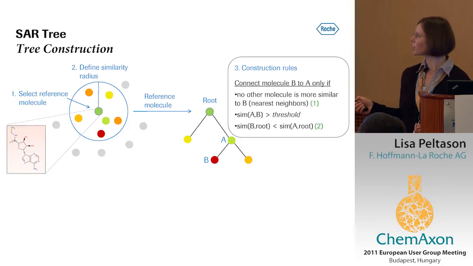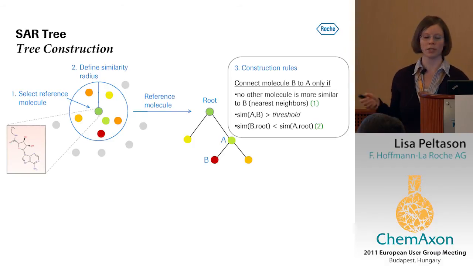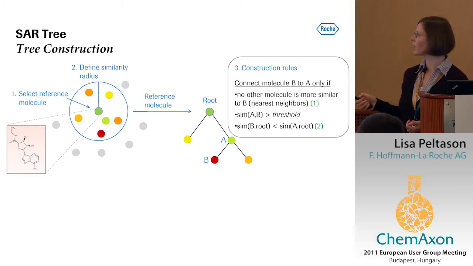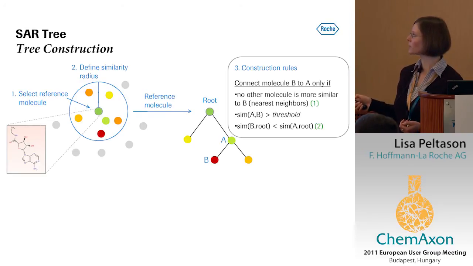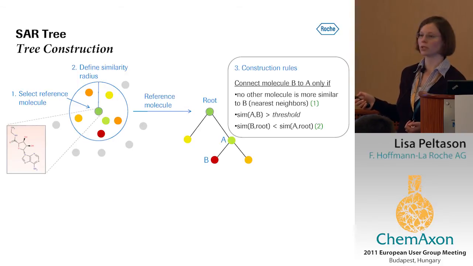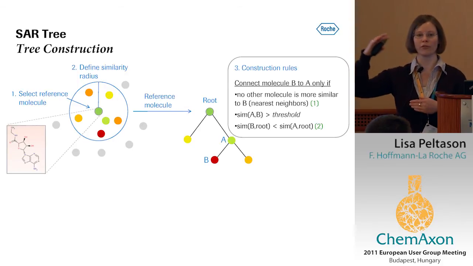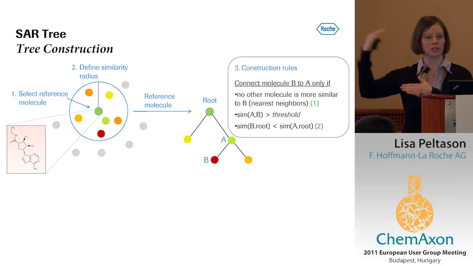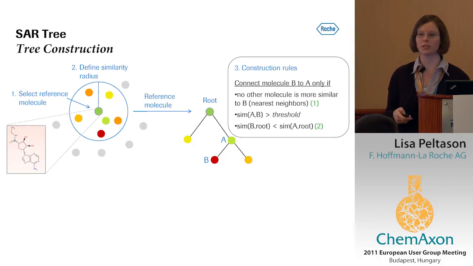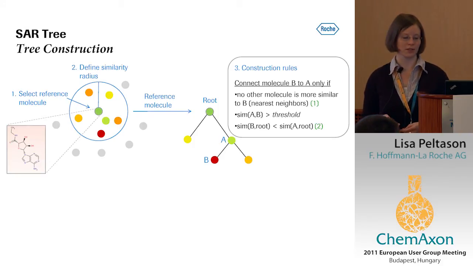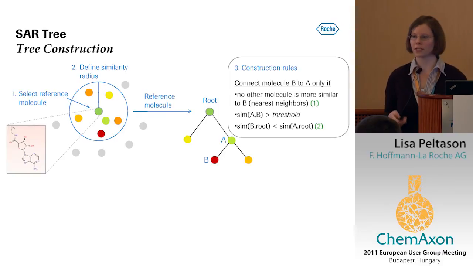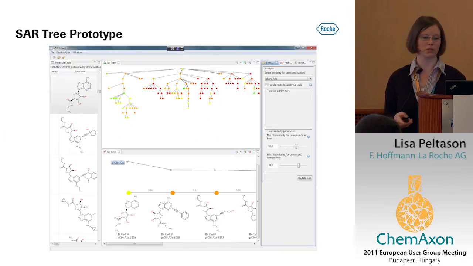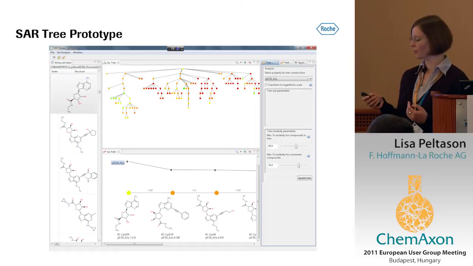And finally, in order to ensure that the similarity actually decreases from top to bottom in the tree, we have the rule that we may only add B to A as a child if B is less similar to the root than A is to the root. This will ensure that we really have the molecules in the tree ordered according to their similarity to the root level. So this is basically how the tree is constructed. And having this as a prerequisite, we can now look at the prototype that is shown here in its current form.